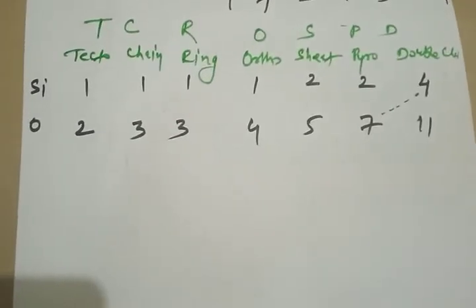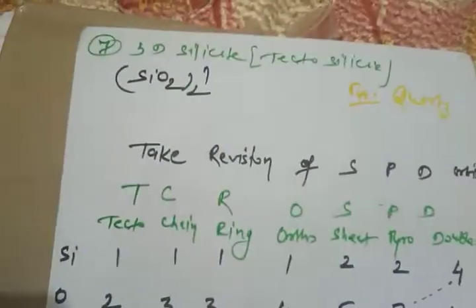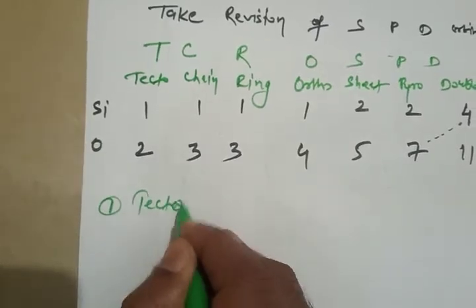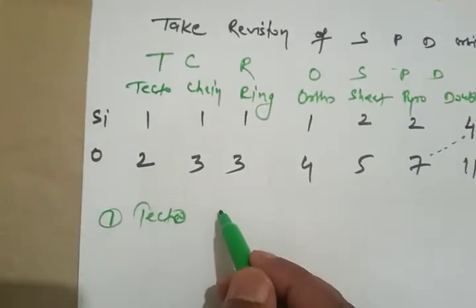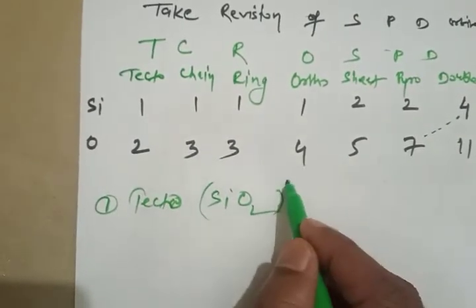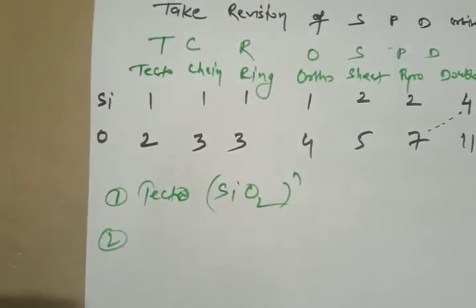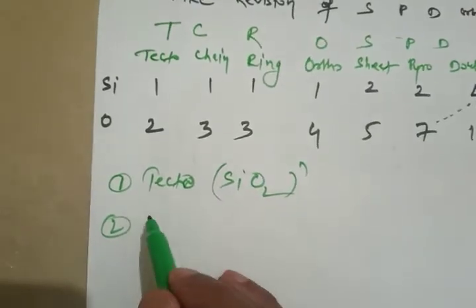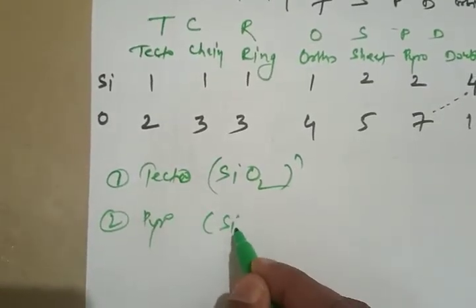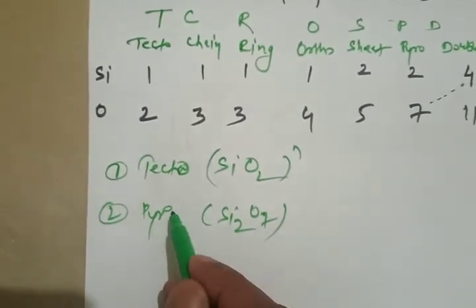Now we'll check it out. We'll check the first one, that is the 3D, the tectosilicate. For tecto, that means one Si and two oxygen. So it will be like this. Then you can take any one, for example pyro. For pyro you can see here the Si is 2 and oxygen is 7. So this is the example of pyrosilicate.